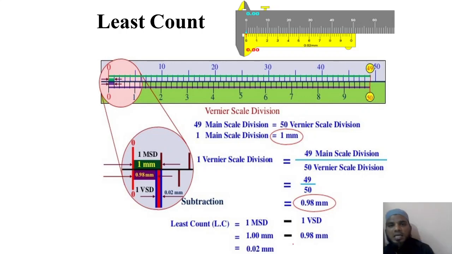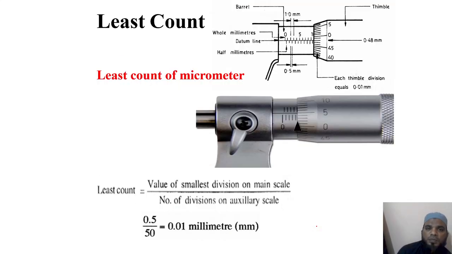So the least count that we can measure is nothing but one main scale division minus one Vernier scale division, that is 1 mm minus 0.98 mm. What is the least value on the main scale division? What is the least value on the Vernier scale division? Clear?